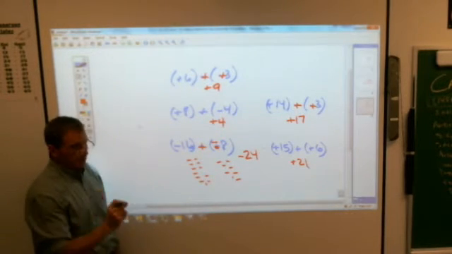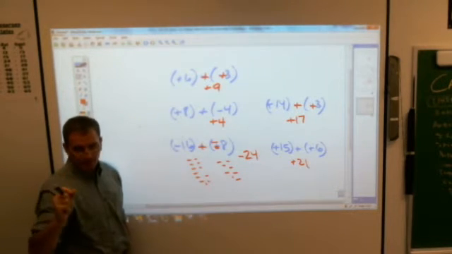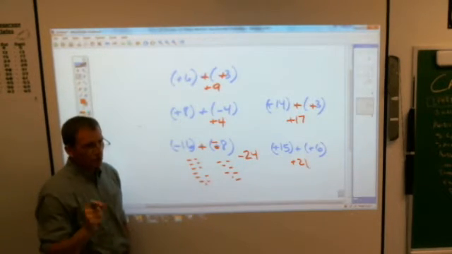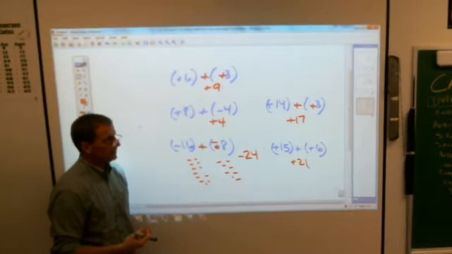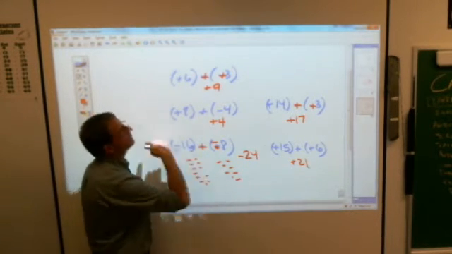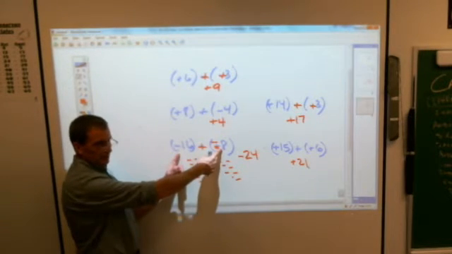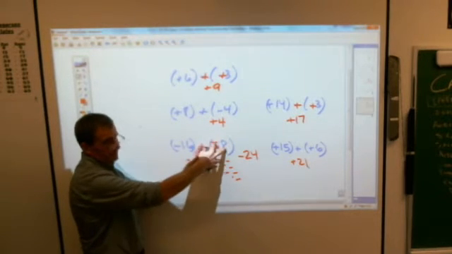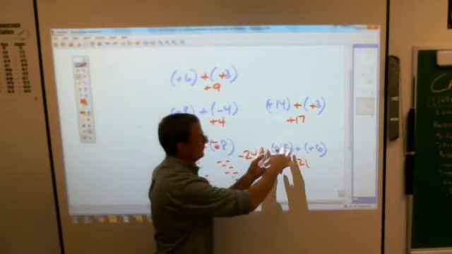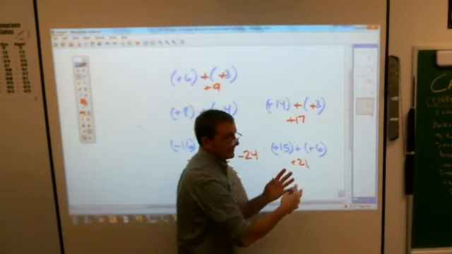Let's review this. If you are adding and the numbers have the same sign, you are always going to add them together because you're getting more of the same thing. Two negatives, do we have two negatives here? These were both negatives after I changed it. That means I start out with 16 negatives and I get 8 more negatives. That's 24 negatives. Here I started out with 15 positives. I got 6 more positives. You are going to add them together.